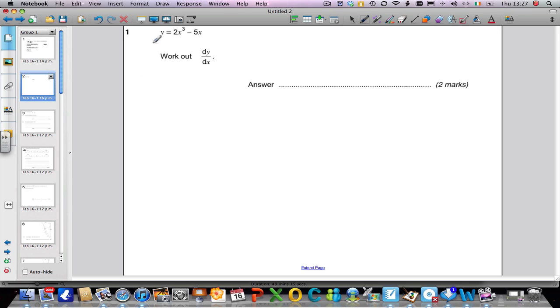Right, to start out. Question 1 gives us y equals 2x cubed minus 5x, and we're asked to work out dy/dx, so to differentiate. So dy/dx equals, okay, so you take the power down in front, multiply by the coefficient, and drop your power by 1. 3 times 2 is 6, so we get 6x squared. And then minus 5x, when we take the derivative, is minus 5. So handy 2 marks there.